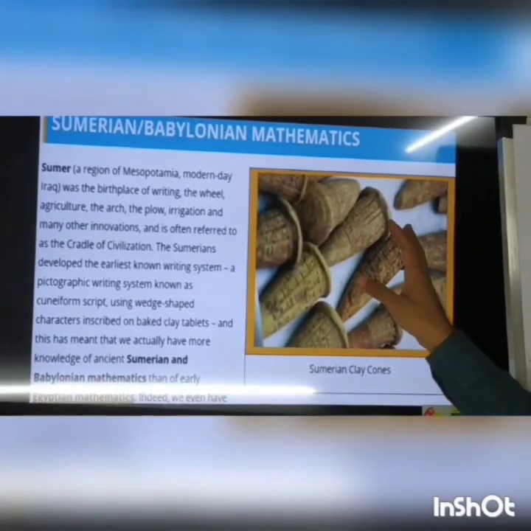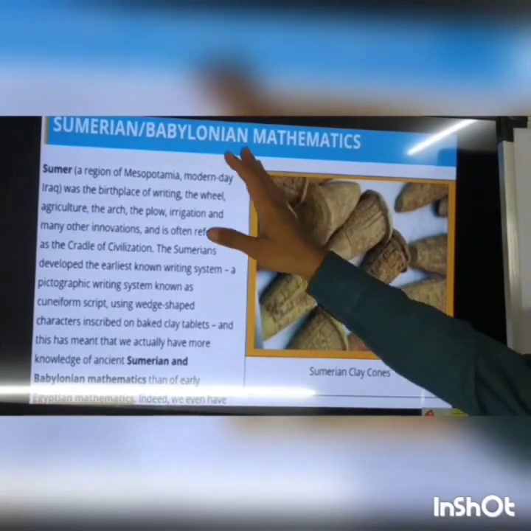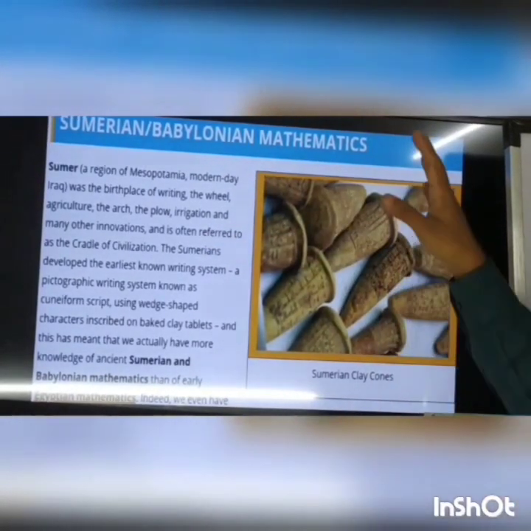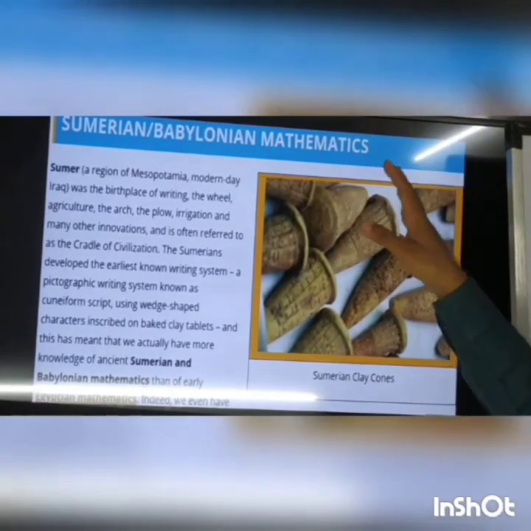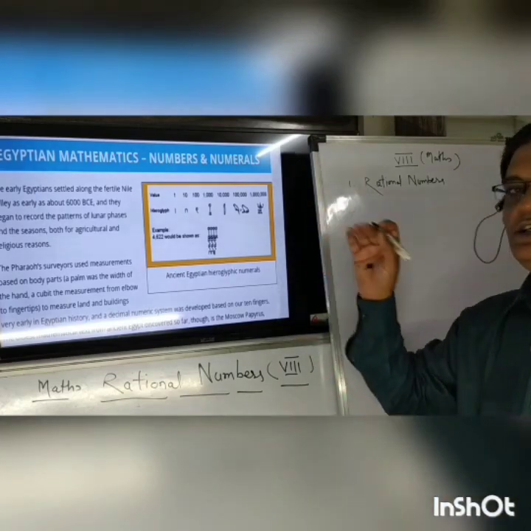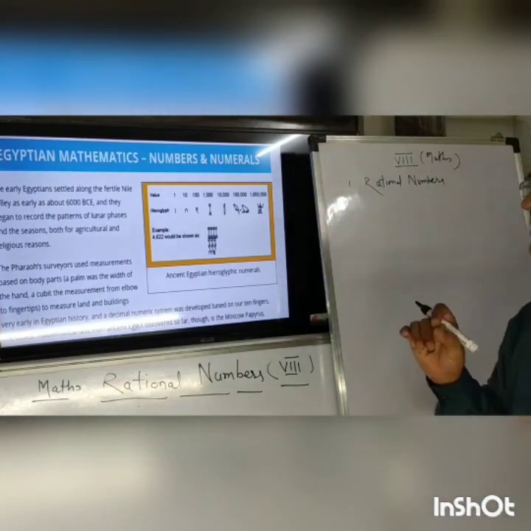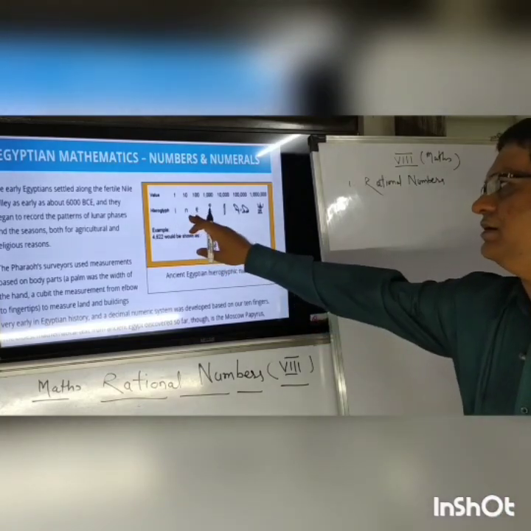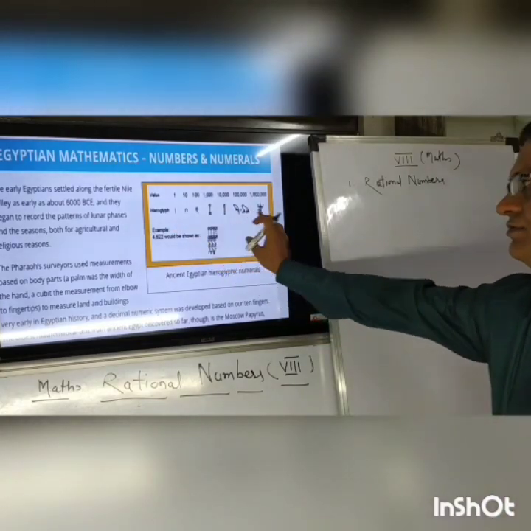The first attempt to find the digits was made by the Sumerians or Babylonians. These are the first inventors of digits. After the Sumerians, there are the Egyptians. Egyptians tried their level best to find the digits. They wrote the digits like this.